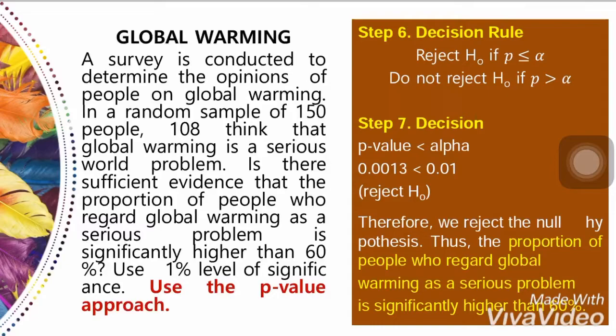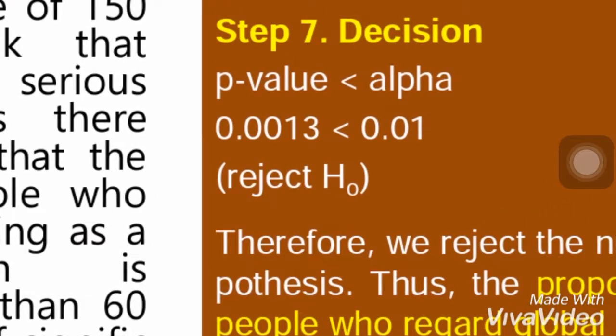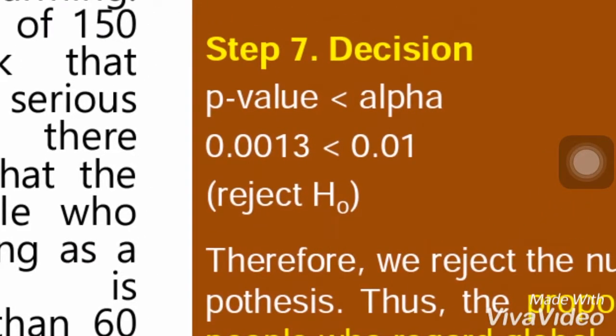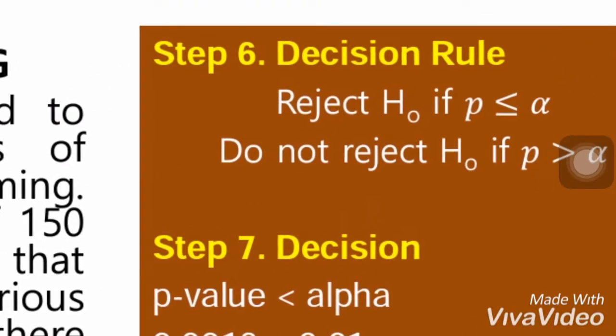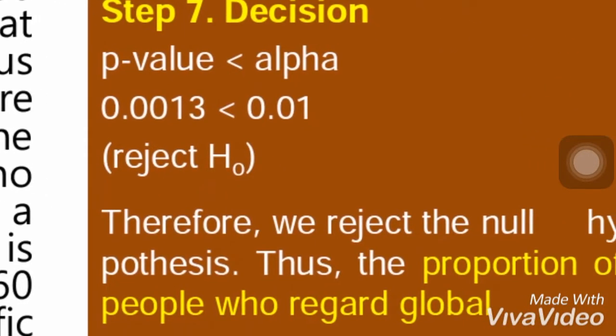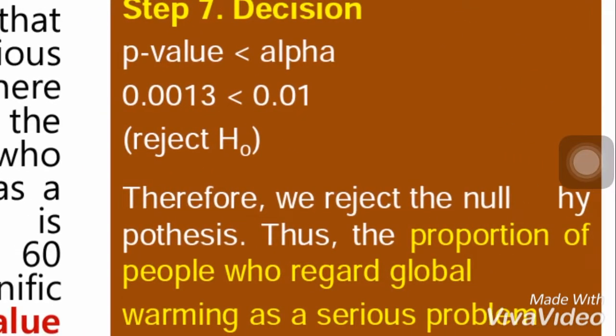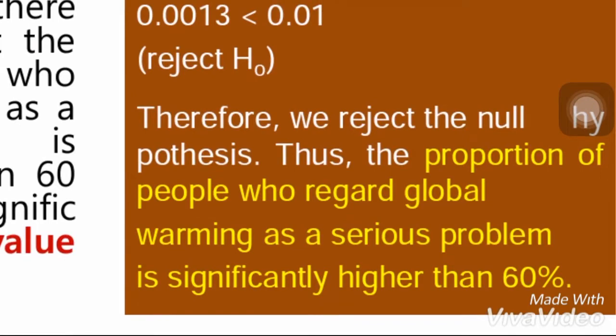In this problem, our p-value is 0.0013 and our alpha is set at 0.01. Our p-value is less than our alpha, and based on our decision rule, if the p-value is less than alpha, we reject the null hypothesis. Therefore, we reject the null hypothesis. Thus, the proportion of people who regard global warming as a serious problem is, as stated in our alternative hypothesis, significantly higher than 60%.